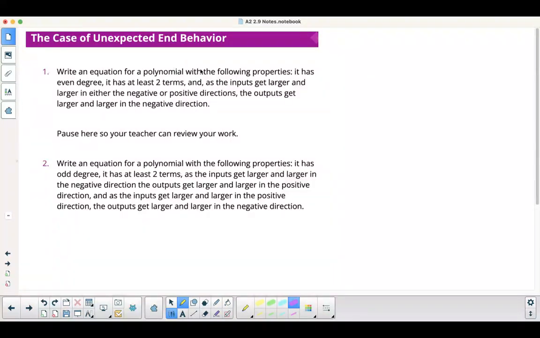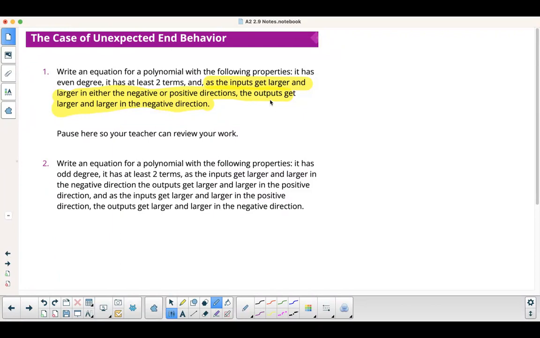All right, write an equation for a polynomial with the following properties. It has an even degree, has at least two terms, and as the inputs get larger and larger in the negative direction or positive directions, the outputs get larger and larger in the negative direction. So in my experience, this wording here, I'm going to highlight it, is basically just talking about end behavior. So inputs are x. So as the inputs get larger and larger in the negative or positive direction, that's just saying as x goes left and as x goes right.